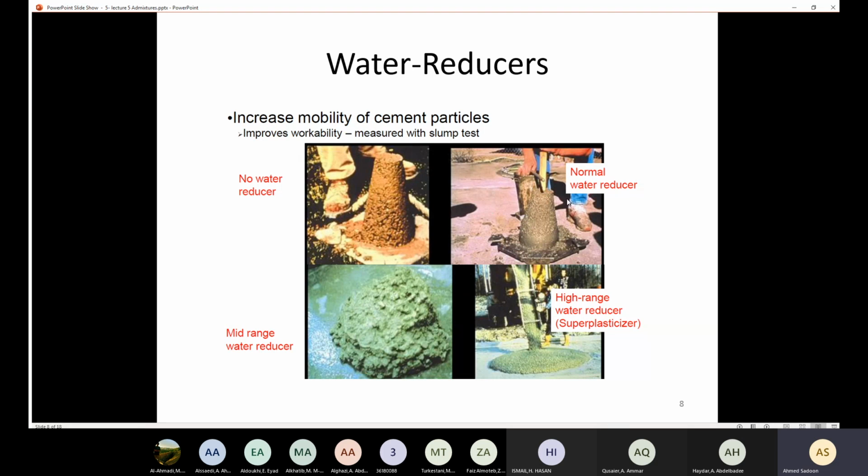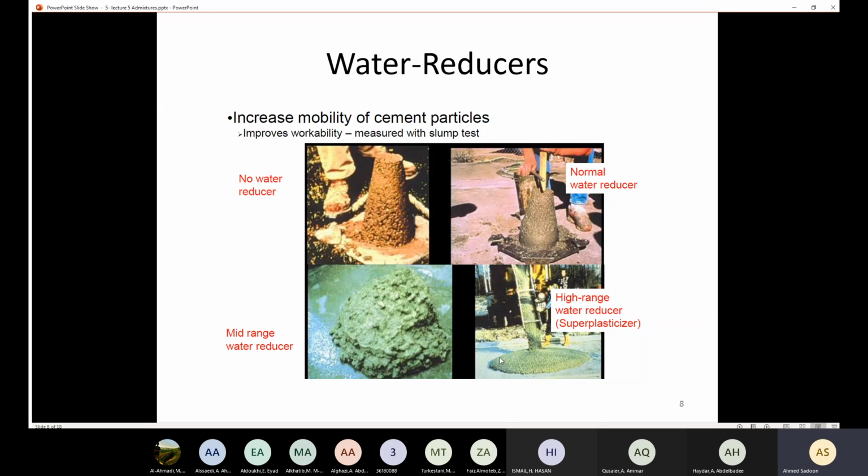Then in the second case here, we used conventional or normal water reducers. If I compare the initial height with the final height, you are going to have a slump. That means the workability improved in this case. Then here I use the mid-range water reducer. Like you can see here, the final height is close to the ground, which means that the workability has improved more than this case.